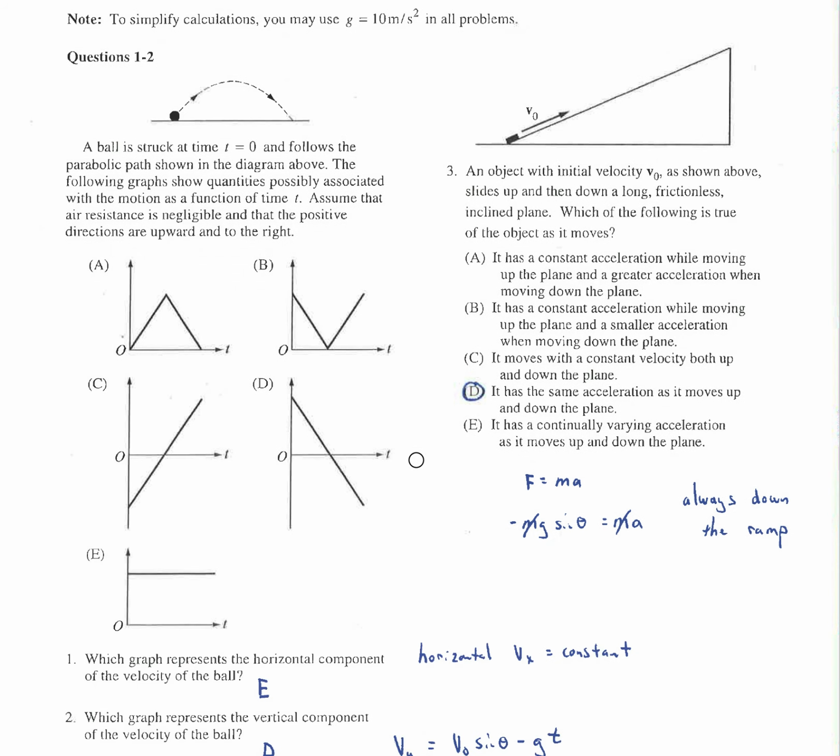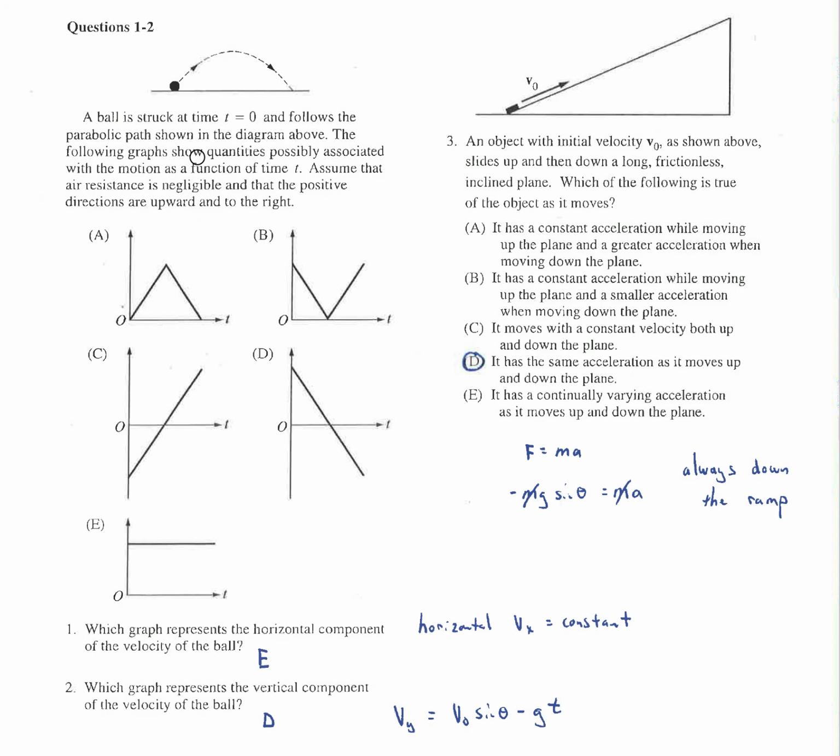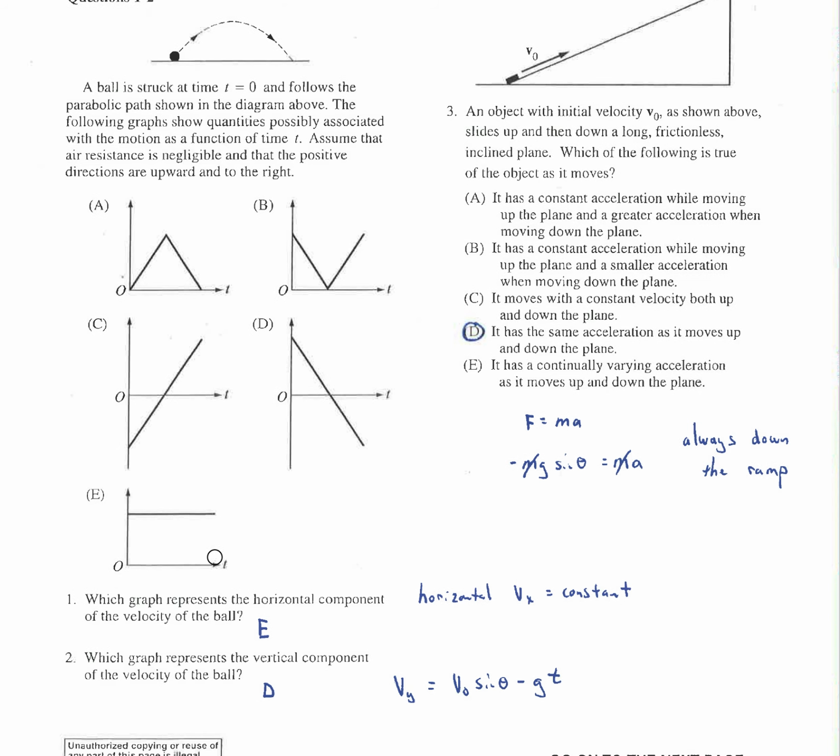Let's take a look at this. So this first one, we have a ball. It's struck at t equals 0. Basically, we're looking at projectile motion. It reminds you it follows a parabolic path, and it gives you these 5 graphs.